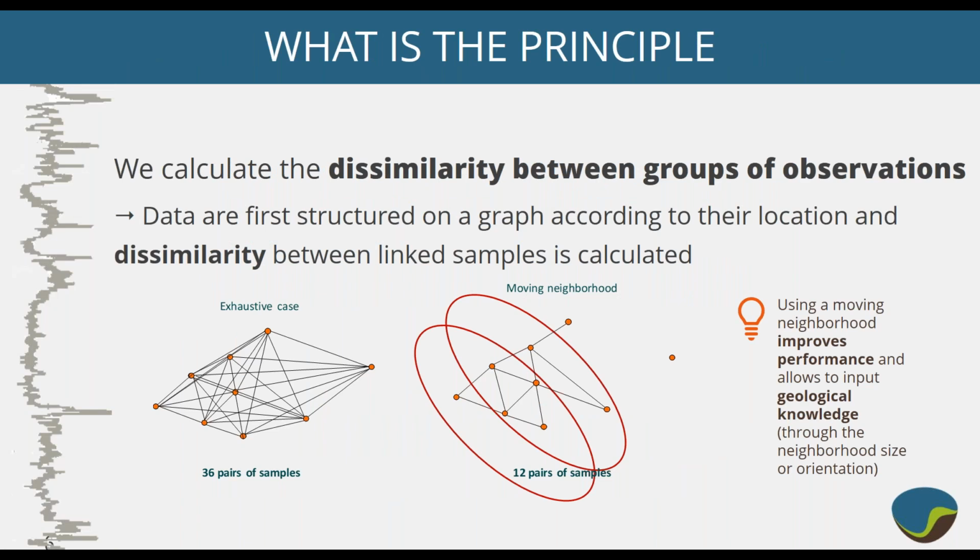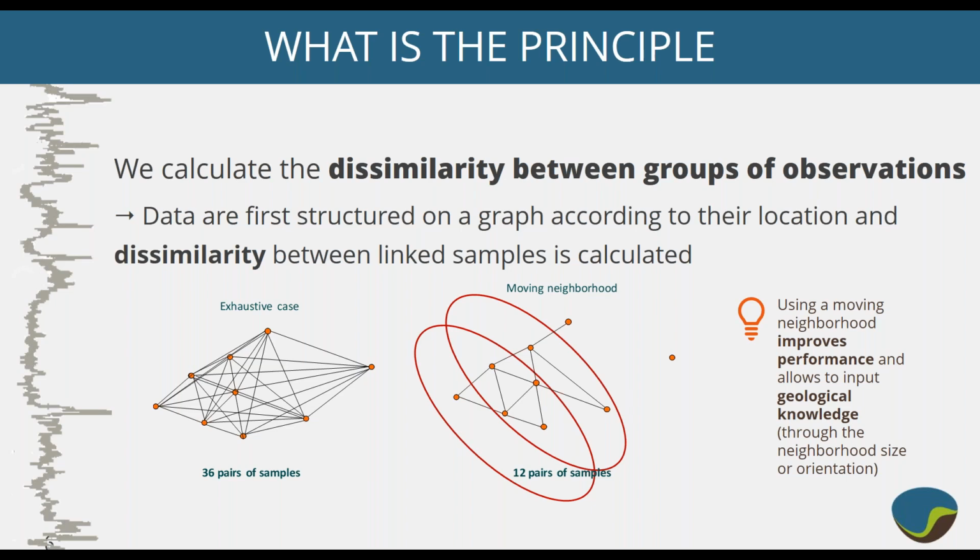So what is the principle? It's a hierarchical clustering. Therefore, we calculate a dissimilarity between groups of observations. Here, the originality is, first, data are structured on a graph according to their location. So we define pairs of samples by connecting the different samples all together. We can connect a given sample with all the other samples and define a high number of pairs. This is the left drawing on the slide.